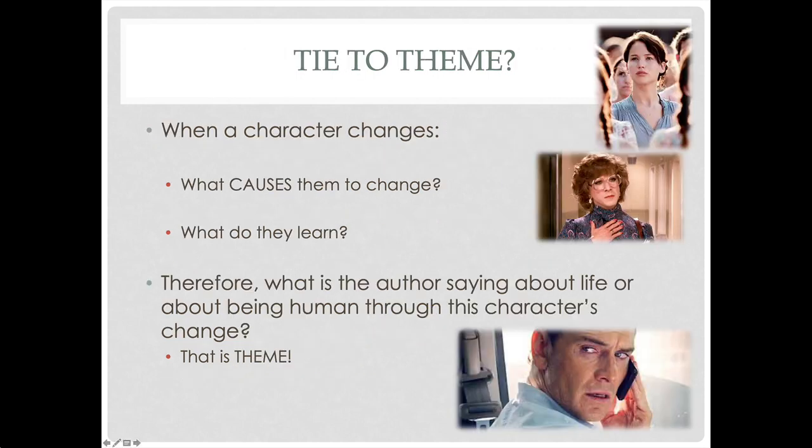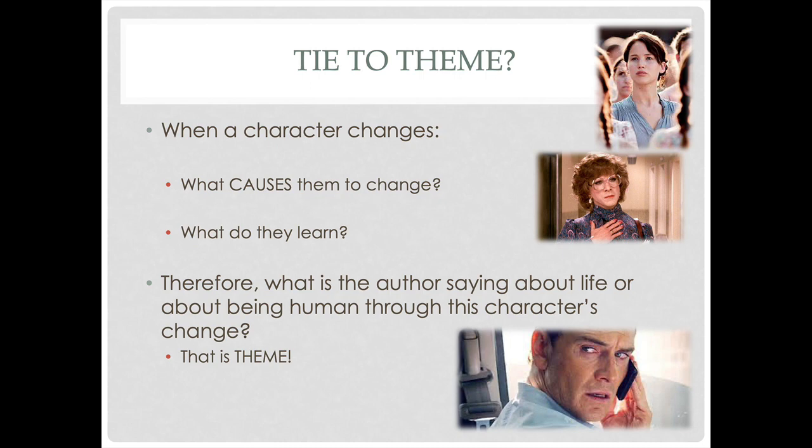And so when we are examining a dynamic character, we can tie that to a potential theme statement by the author. And so we do that by examining that character change. What causes them to change? What does that character learn while on that journey? How do they become different or more mature or more engaged in society?